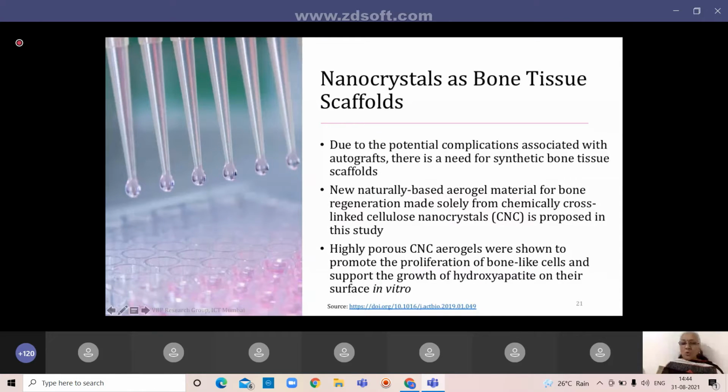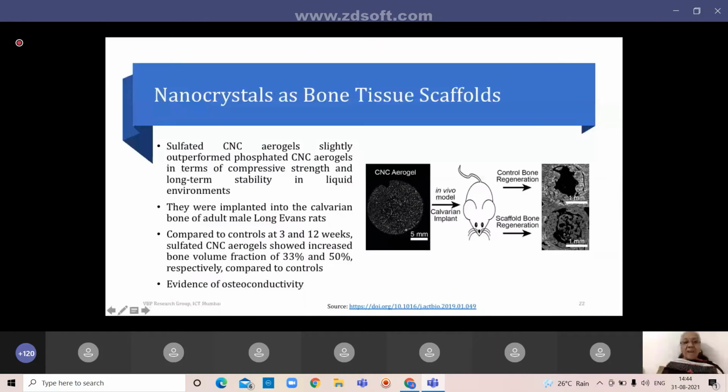So what did these authors do? What they have looked at is whether bone-like cells can be proliferated on these nanocrystals, and whether they are getting the kind of results they wanted. Yes, they did. Not only that, they have not stopped at using only aerogel made up of cellulose. They have sulfated it. Not only sulfated, they have compared two: one is phosphated aerogels, another is sulfated aerogels. They were compared in terms of strength and long-term stability. And the studies were done actually in rats.